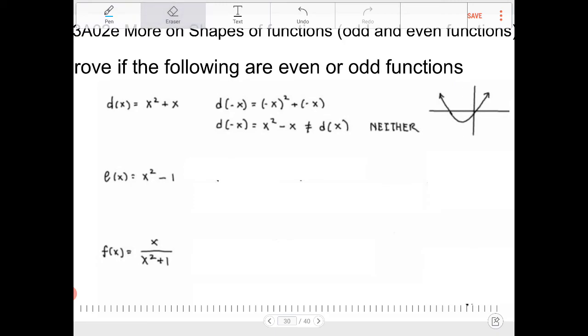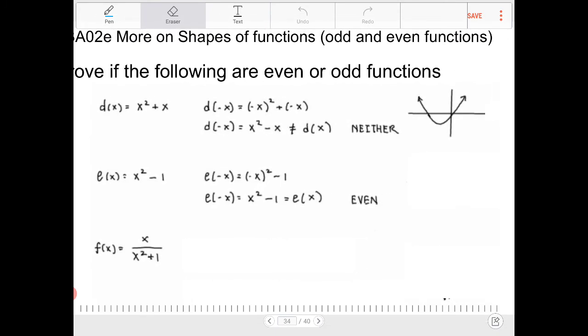I have e of x is equal to x squared minus 1. What I want to do again is evaluate this at negative x. Remove the parentheses there, and I end up with x squared minus 1. And this, in fact, looks exactly like the original. Because of this, this is even. We already kind of knew this walking into the problem, because we are really familiar with graphing quadratic equations at this point. This particular quadratic equation will have the axis of symmetry at 0, which is the y-axis. So yeah, this is going to be even.